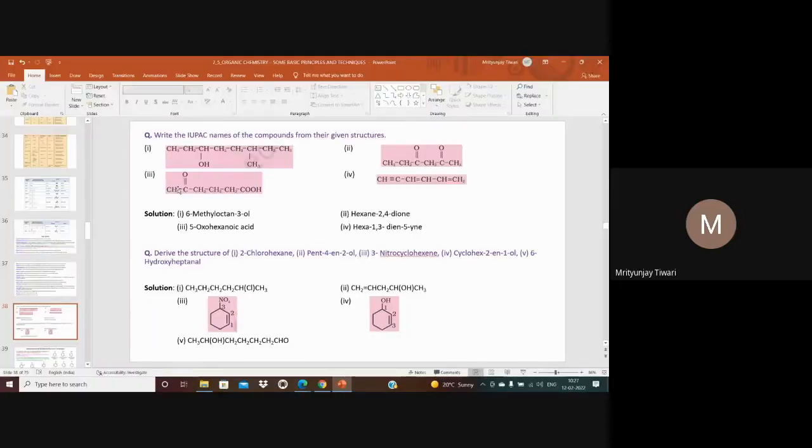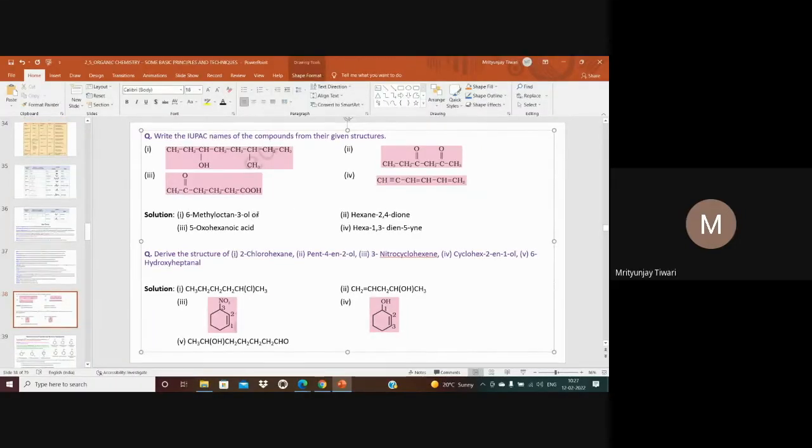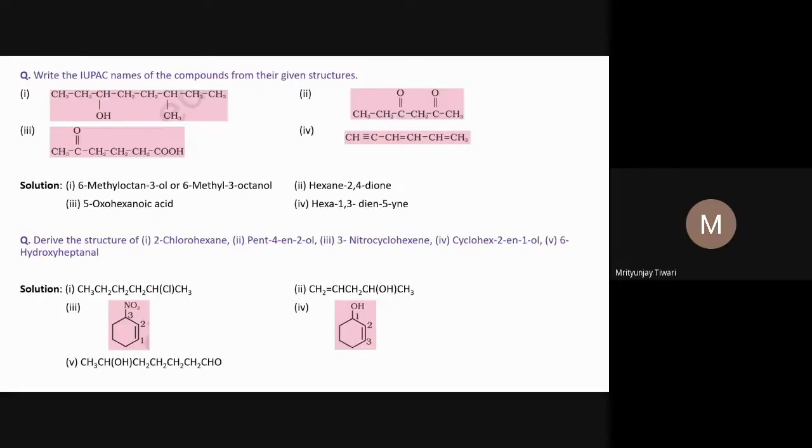People sometimes also write the name of this compound differently. This point is important because sometimes in questions you may see this kind of naming. So this is 6-methyl-3-octanol. This is also an accepted name of this compound. And so sometimes people write the name of this kind of compound even in this form. So 6-methyl-3-octanol or 6-methyloctane-3-ol.